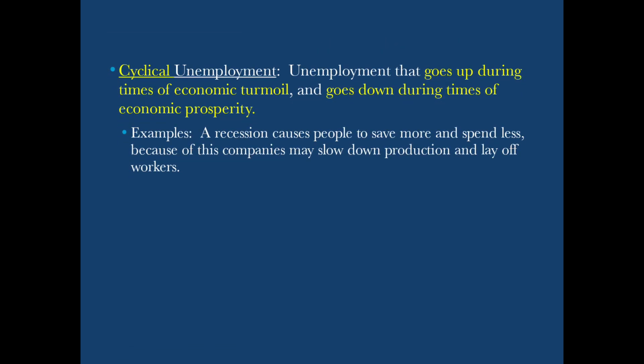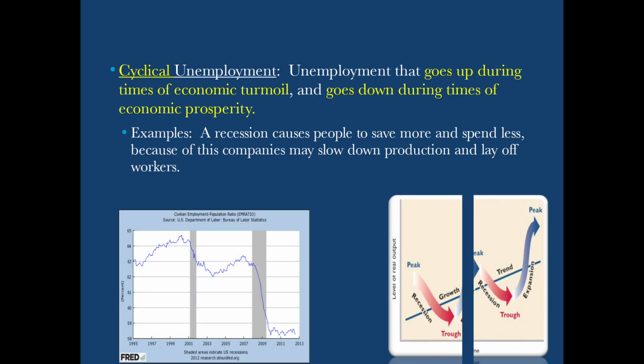The last type, sorry, is cyclical unemployment, and this is unemployment that goes up during times of economic turmoil and goes down during times of economic prosperity. For example, a recession causes people to save more and spend less, so companies may slow down production and lay off workers. We can give an example of the financial crisis of 2008, or the last downturn in the economy due to the health crisis of COVID-19. It causes a huge unemployment rate.